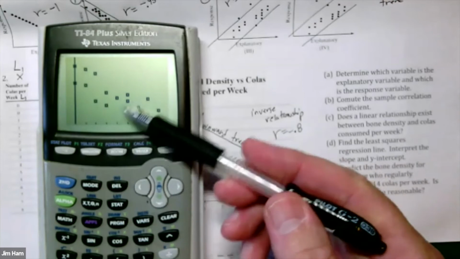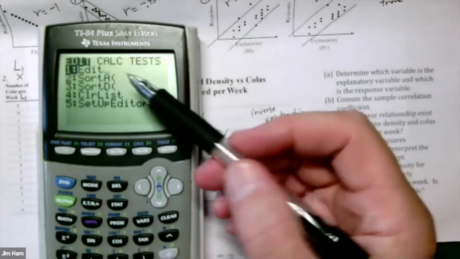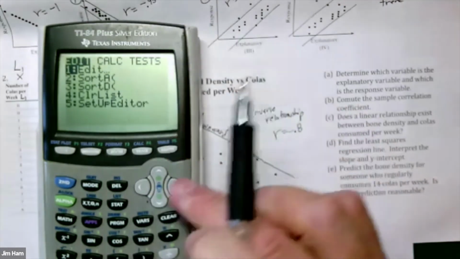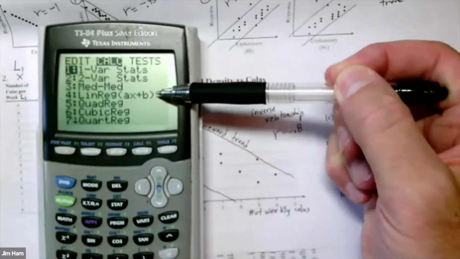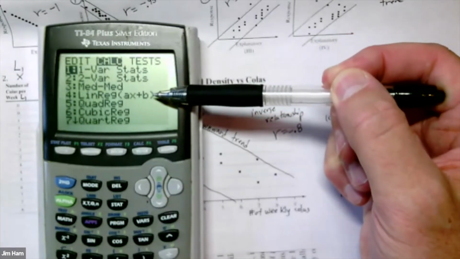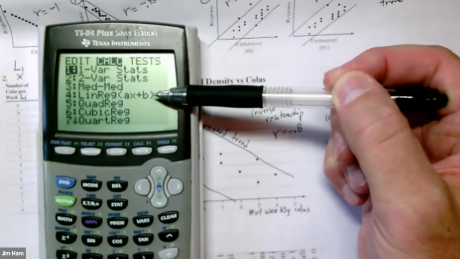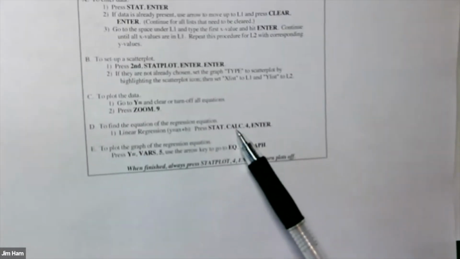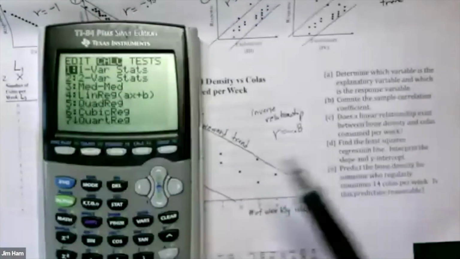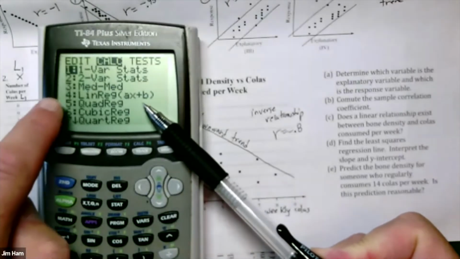Once you have the data in L1 and L2, go to Stat, and now we want to calculate something. So we're going to move over, and you want to go down to this command right here, which is linear regression, ax+b. It looks like mx+b, ax+b. That's the one you want. On your sheet here: Stat, calculate, number 4, enter. And number 4 is the linear regression.